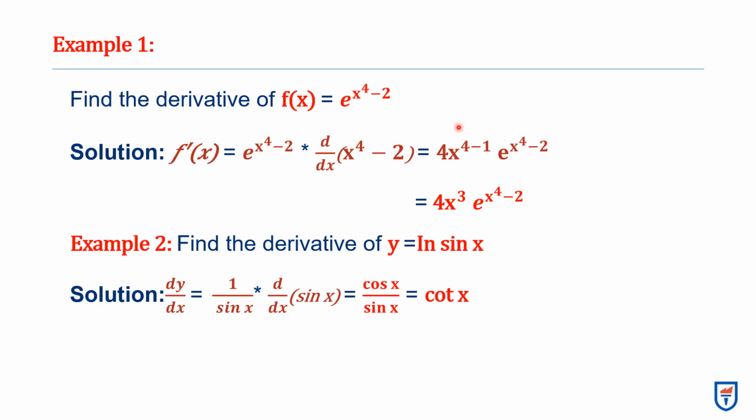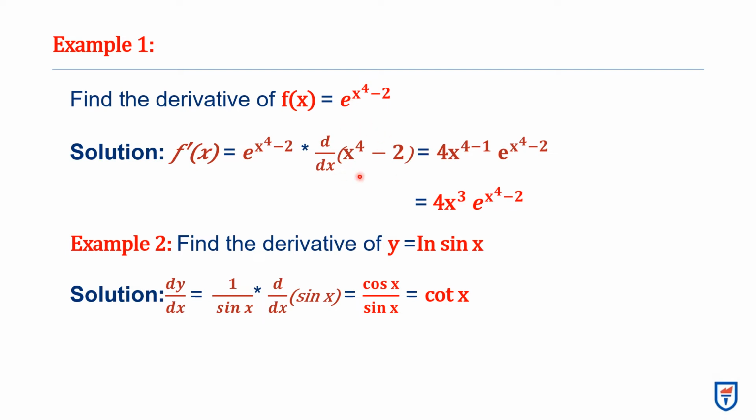Let's now look at an example of finding the derivative of an exponent function. Here we've got the question: find the derivative of f(x) equal to e to the power x to the 4 minus 2. When we find the derivative of such an expression, we write the original expression as it is, which is e to the power x to the 4 minus 2. Then we multiply this original function with the derivative of the power of the exponent, which is x to the 4 minus 2.